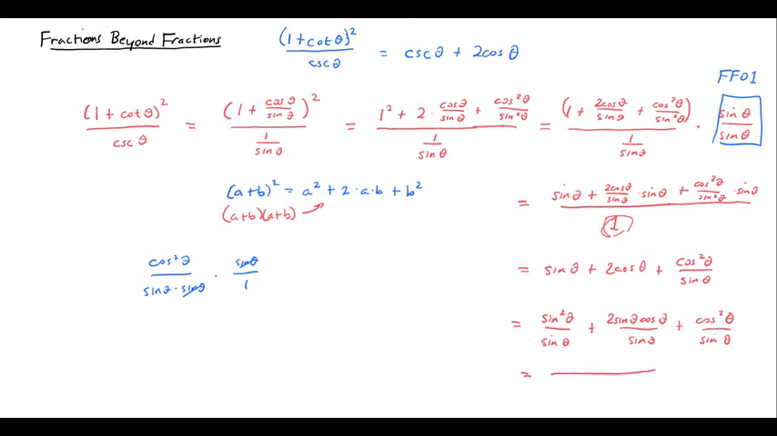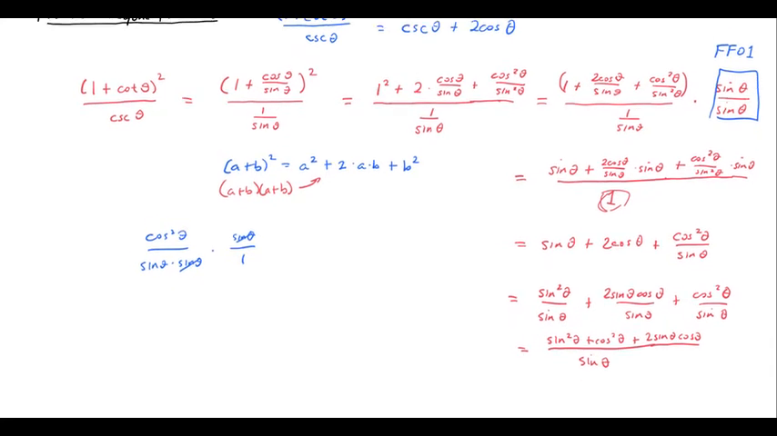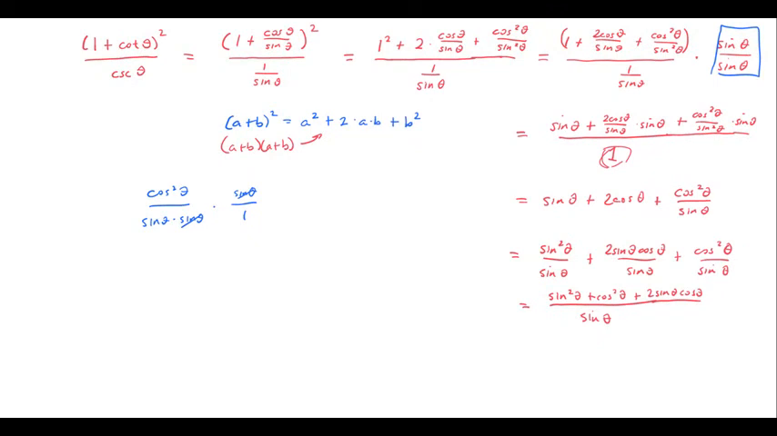I have everything over sine of theta. Again, I'm just using the principle of fraction addition here. If they all have the same denominator, then I can just add the numerators. Okay, and now you probably notice there's something really nice going on here with this sine squared theta plus cosine squared theta. Let's move that up. Using the Pythagorean identity, I get that that is equal to 1. And I've got 1 plus 2 sine of theta cosine theta over sine of theta.